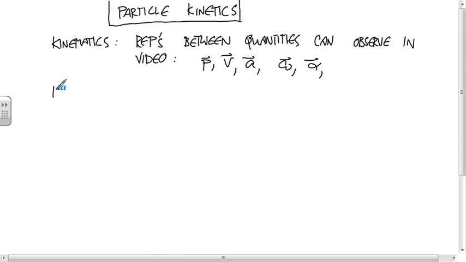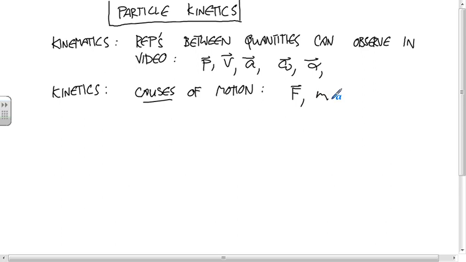Kinetics now, what we're going into, is not just about these quantities that describe motion, but it also talks about the causes of motion. So we're still going to talk about all these quantities that we talked about in kinematics, but now we're going to be talking about forces, mass. We're going to be talking about moments, moment of inertia. So that's the change that happens between kinematics and kinetics.